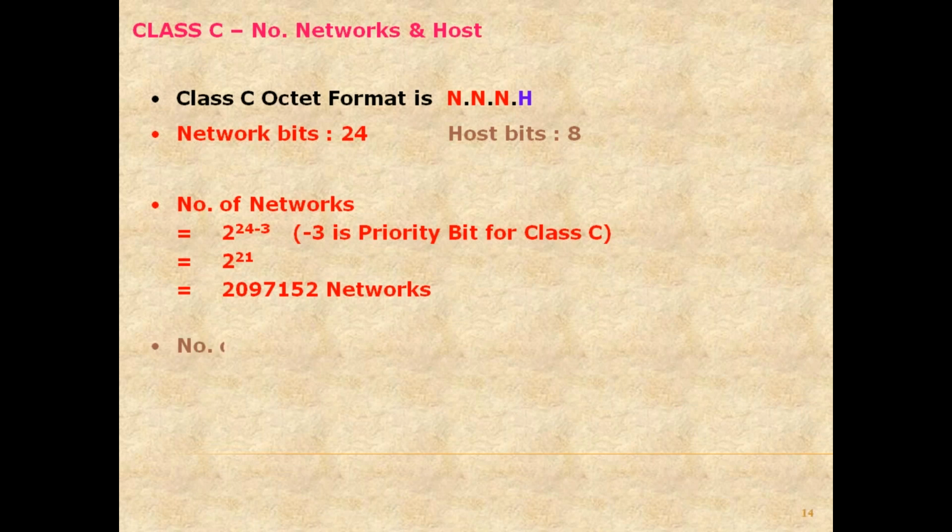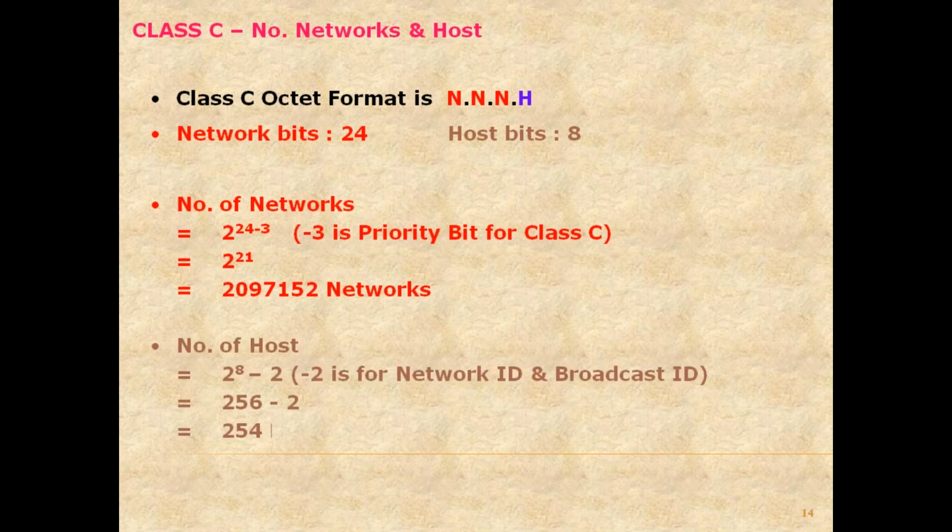And in each network, how many hosts did we get here? 2 power 8. 2 power 8 is 256. So minus 2 will be 254 hosts. So we got many networks here and we got 254 hosts here. This is for class C. And coming to class D and class E, as we said before, there is no network there and no host there. This is only for class A, class B, and class C.